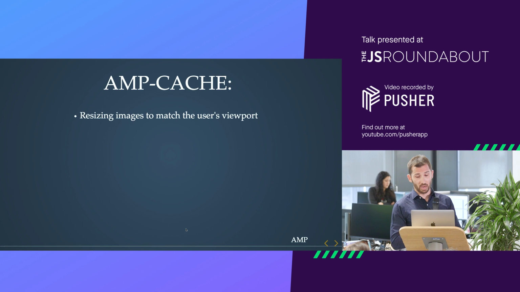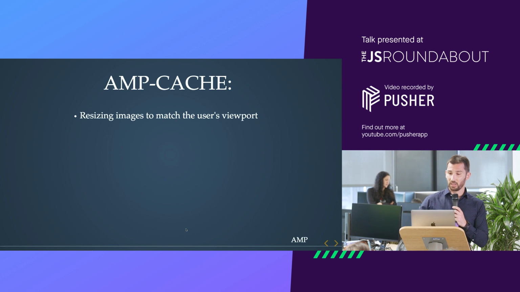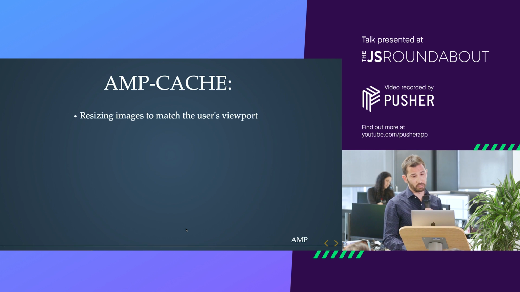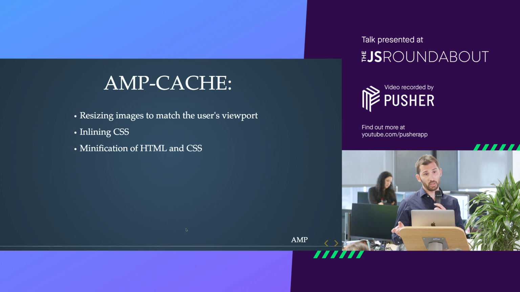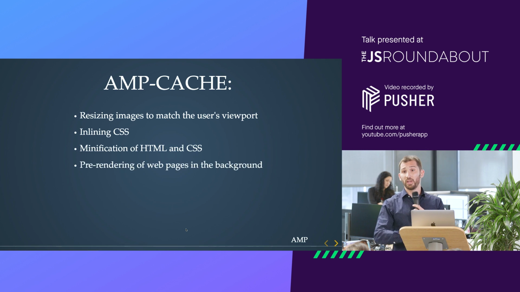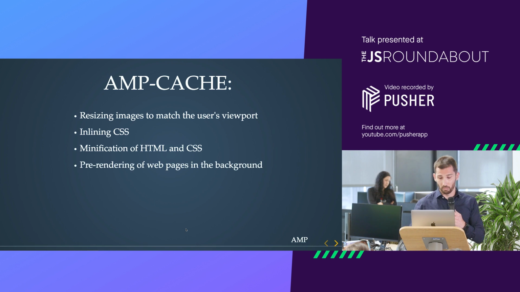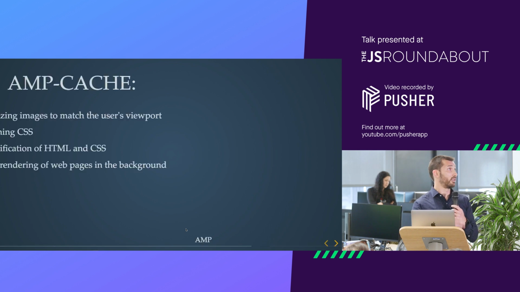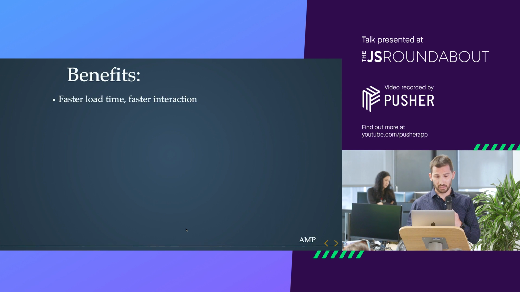Last but not least is the AMP cache. The AMP cache is, to me, the real player in this AMP technology. What it does is resize and match the viewport. So if you have a smaller device resolution, it gives you a lighter version of the same image. Then it has inline CSS, minification CSS, and does a pre-render of the page in the background before loading in your app.